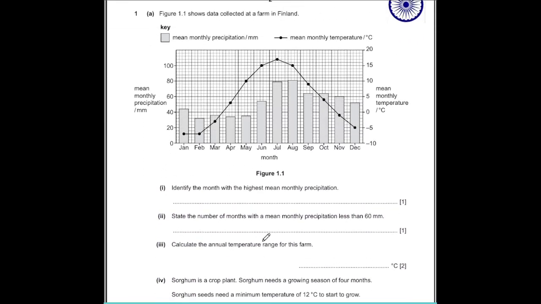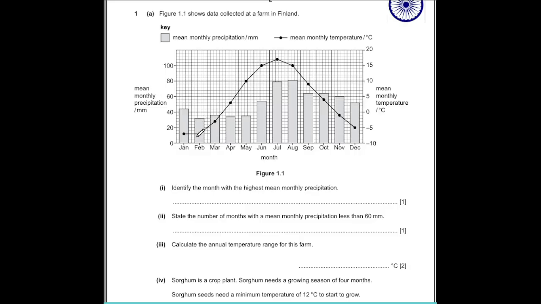The first question shows figure 1.1, which shows data collected at a farm in Finland. The key is here: mean monthly precipitation in mm and mean monthly temperature. A dot represents the temperature, and the other one shows the precipitation. From January to December, the mean is on the y-axis, and temperature is also on the y-axis on the other side. So this is what it is showing here.